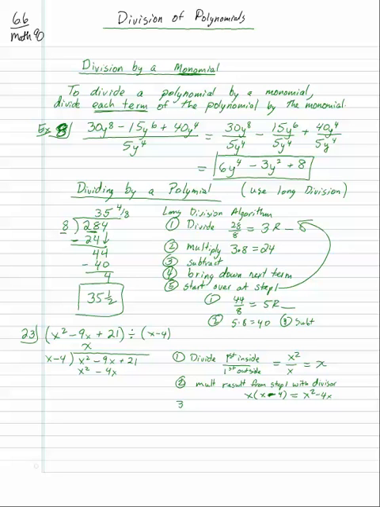And then my third step is I'm going to subtract. Don't forget to distribute the minus sign. So x squared minus x squared is 0. Negative 9x minus a minus 4x is negative 5x, because minus a minus 4x becomes plus 4x. Then your next step is you bring down the next term.